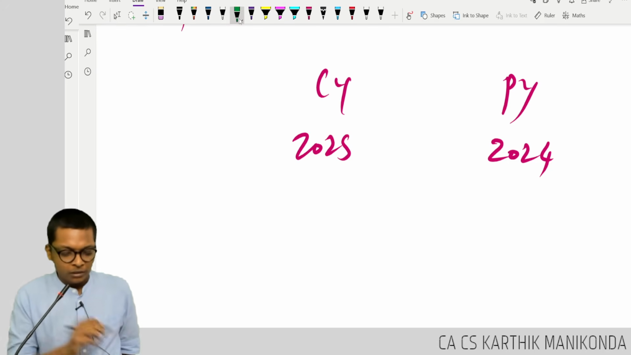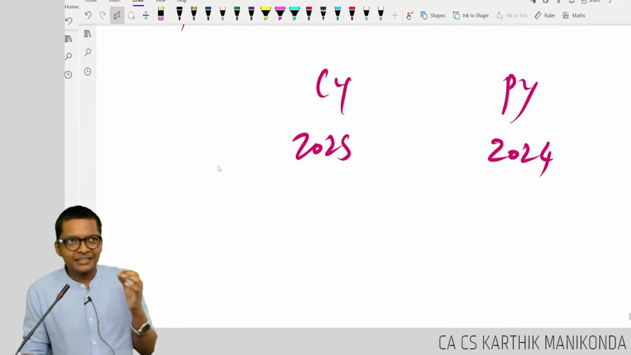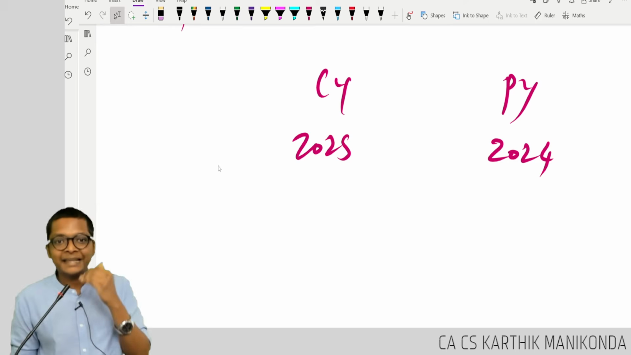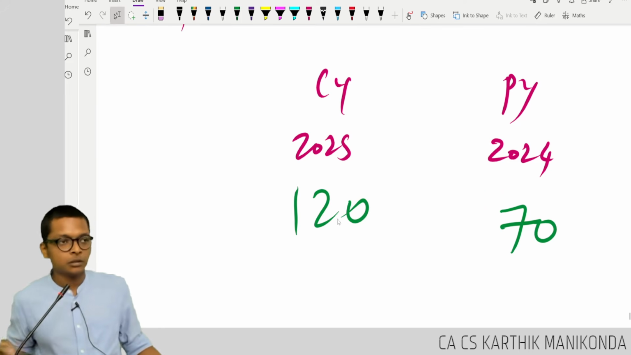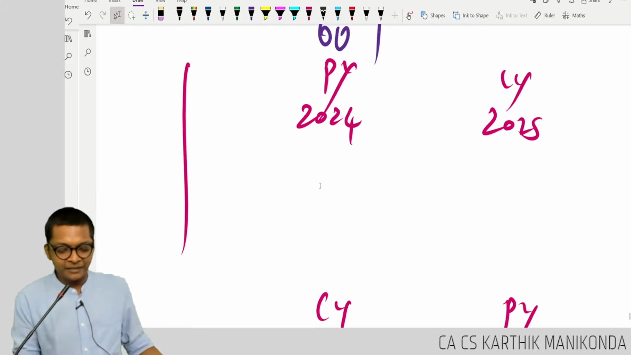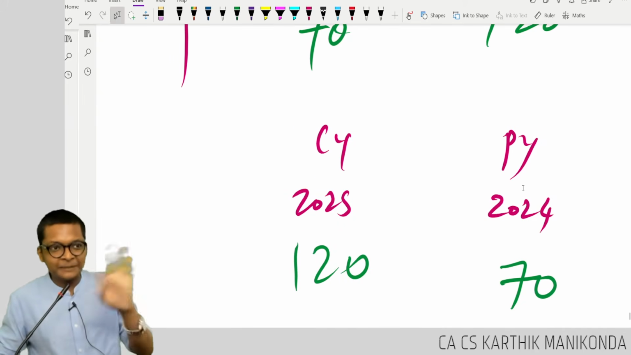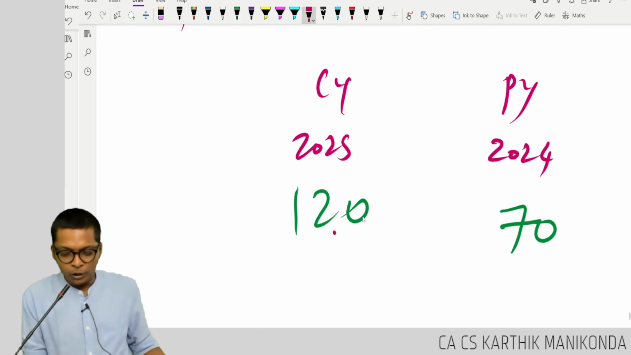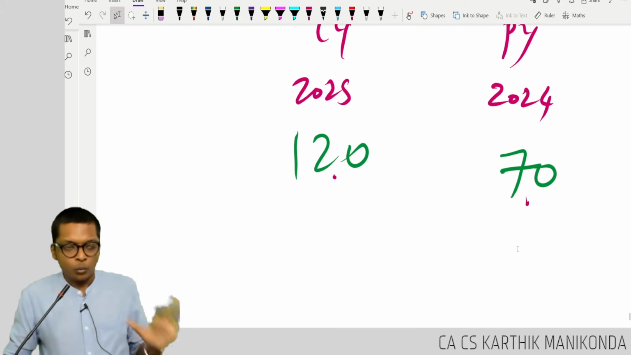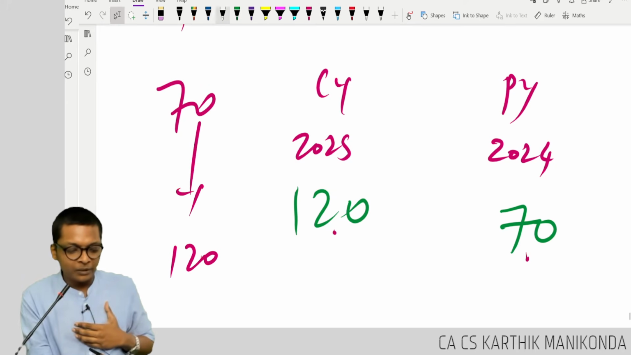Okay. Now, where are we? Which example? Inventory. We are discussing increase in inventory. So previous year inventory is, let's say, 70. Current year it became 120. Do you know the difference? How do you read it? Now, current year is 120, previous year is 70. What is the meaning of this? I want logic. 70 became 120. That means what?